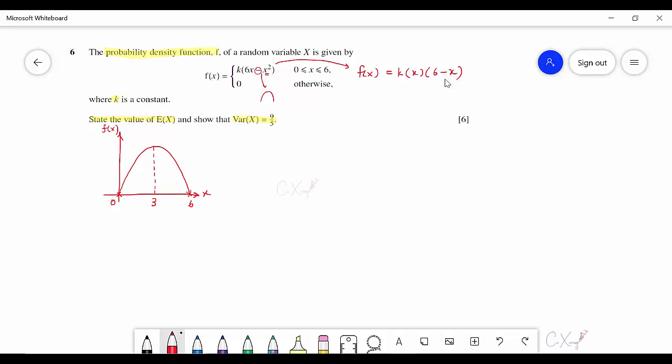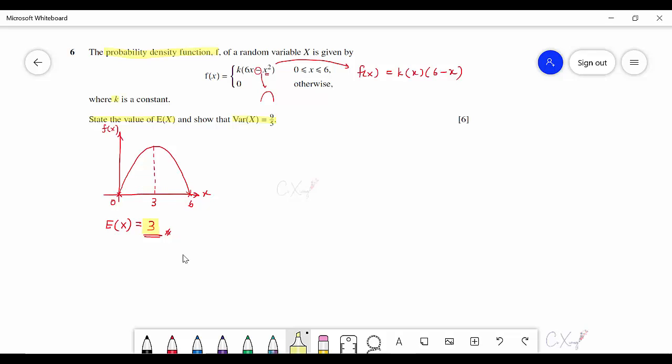And then, since it is a symmetrical quadratic graph, I know that x equals 3 will be the line of symmetry. From here, you can straight away state, because we learned the characteristic before, that when you have a probability density function which is symmetrical in graph, then the line of symmetry will be the mean. So mean equals 3. This is why we can just take the value out for the mean value of x here.